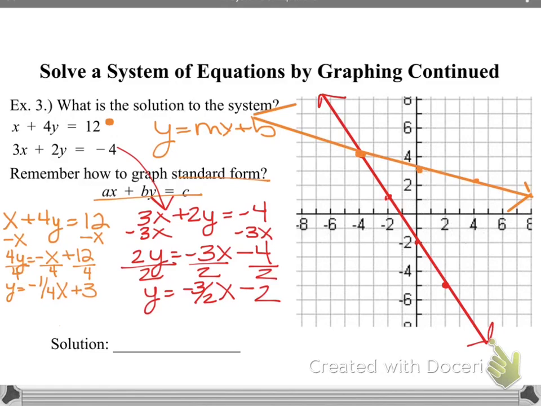And now I'm going to look at my solution. Okay, as you can see, those lines cross at negative 4, 4. And that's my solution.